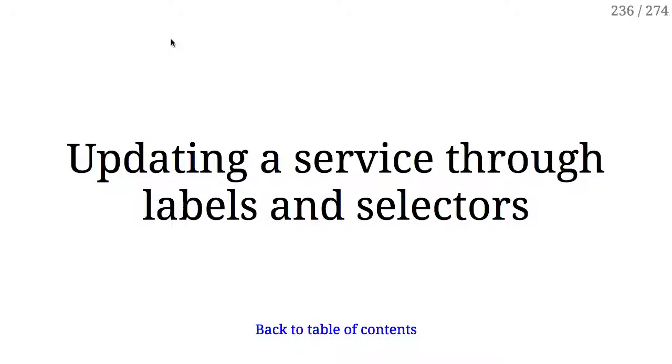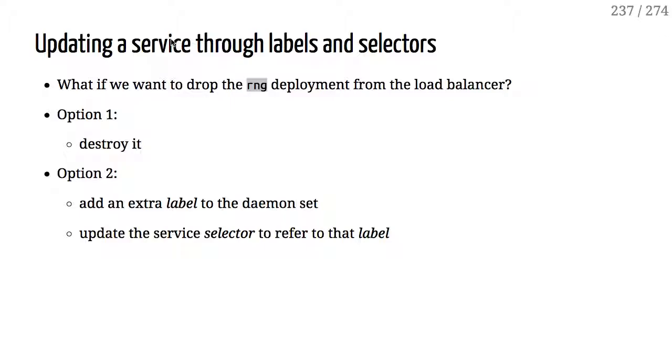So there is a little bonus exercise here, which is how do I remove that extra RNG thing? The easiest option is to destroy the deployment. We destroy the RNG deployment, so it destroys the replica set, so it destroys that pod, and now we only have the daemon set and all is fine.